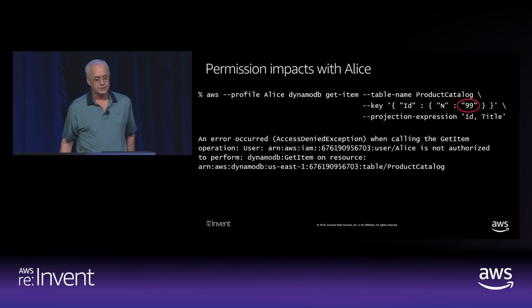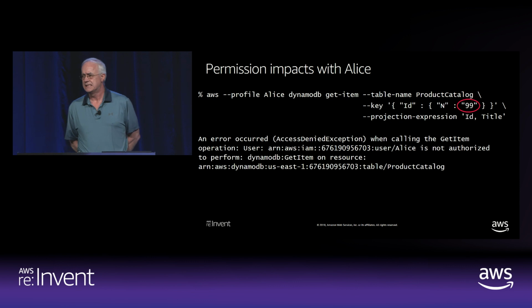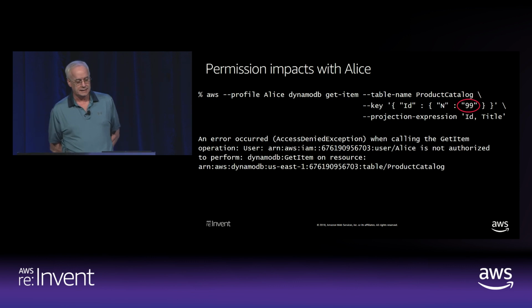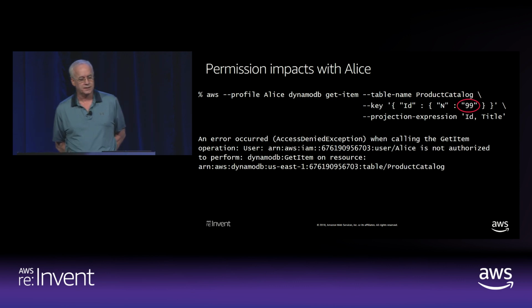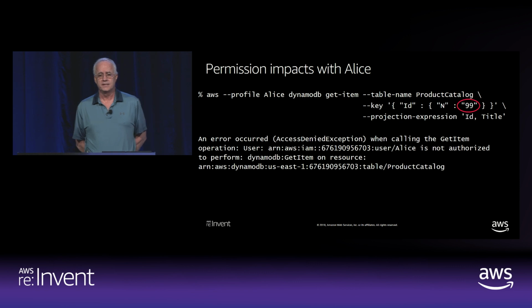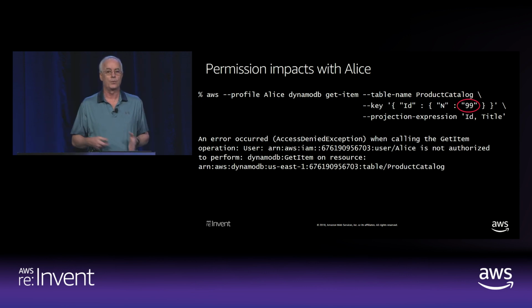So looking at some examples, here's a case where Alice is trying to access a record with the ID 99. And this fails with an access denied. Now, I don't know if you're familiar with the product catalog table, but the product catalog table doesn't have a record number 99. But she still gets an access denied. And the reason for that is a security reason: she's not allowed to see whether there is a 99 or not, because she's not allowed to access 99. So she's always going to get an access denied whether or not the record actually exists.